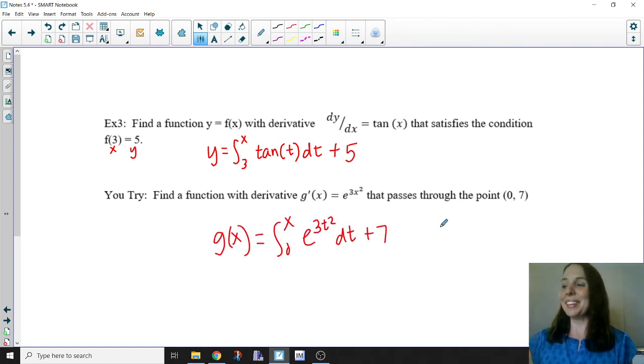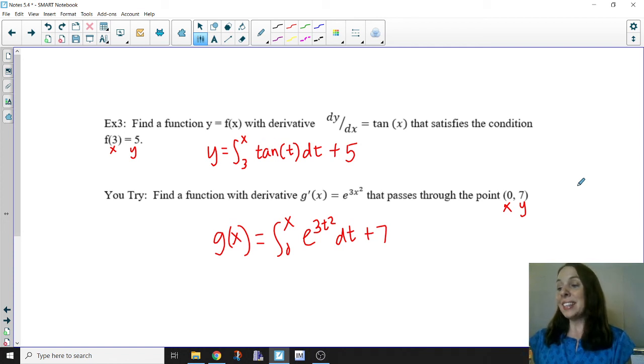And I'm back. It didn't take too long. Here it is. G of x can be written as an integral defined function. We can construct it as the integral from 0, I'm getting the 0 from right here, to x. That upper limit just always needs to be an x, of e to the 3t squared dt. That's our derivative inside of the integral, plus 7, and I got the 7 from the y coordinate given in my point here.